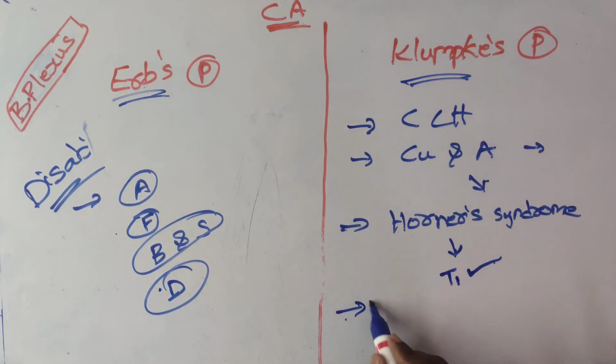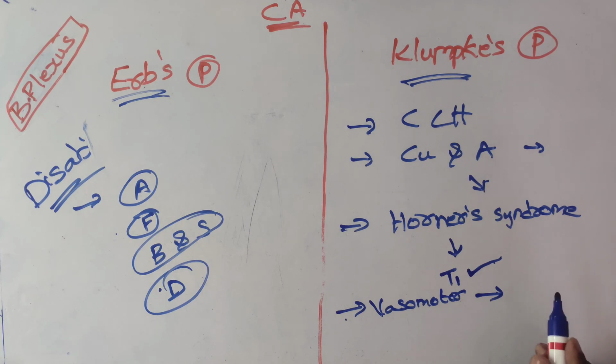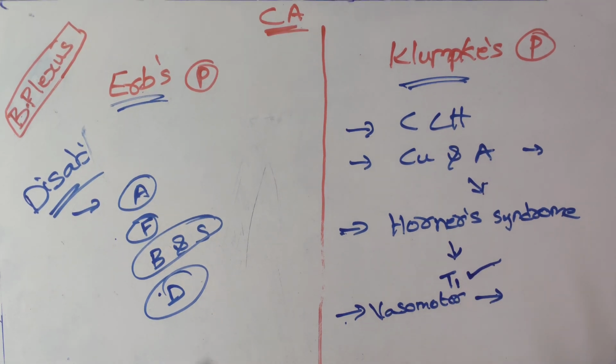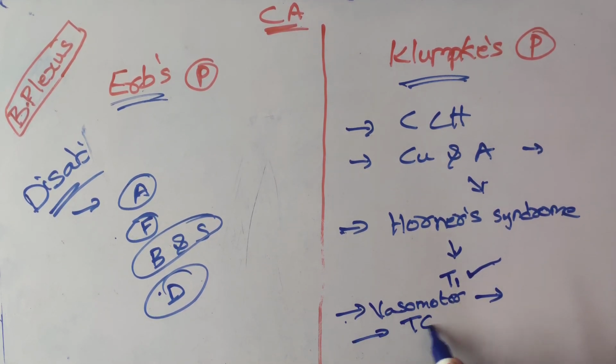Next, coming to the vasomotor changes. In this condition, the skin area with vasomotor damage suffers loss of sense. Next point is trophic changes.